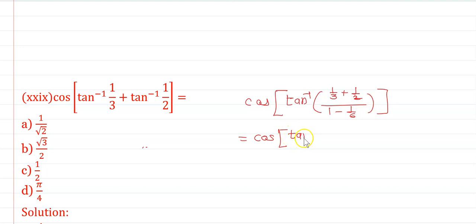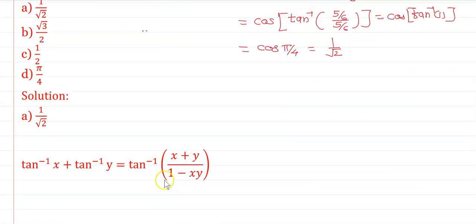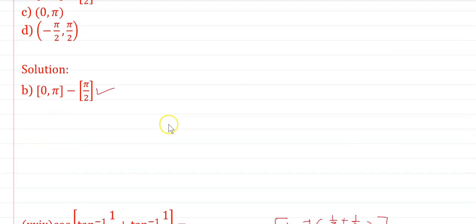tan inverse of, in bracket, what is here? 5 by 6, again 5 by 6, means you will get here cos of in bracket tan inverse of 1. Tan inverse of 1 is pi by 4, and therefore cos of pi by 4, and cos of pi by 4 is 1 upon root 2. Okay. And hence the option A is a correct one.